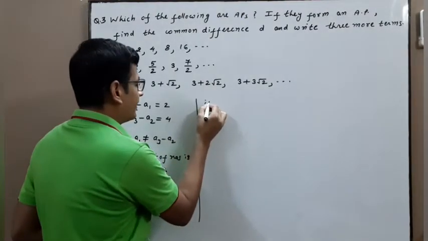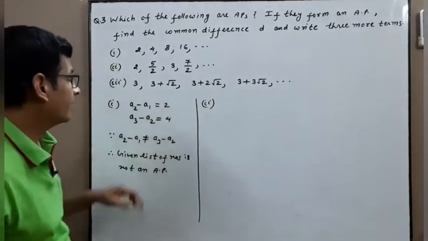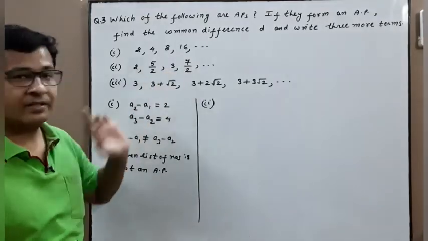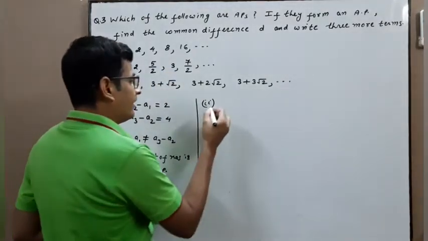Now start second part. This is first term, second term, third term and fourth term. Now find A2 minus A1.